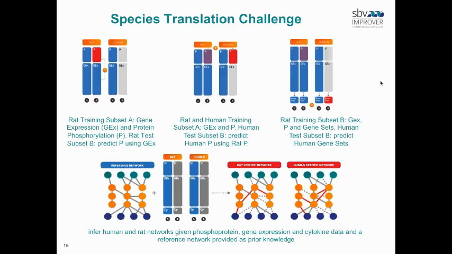There was also a third sub-challenge where participants were asked to predict gene subsets based on transcriptomics and phosphorylation data, and then there were also specific networks that were built using inference from the transcriptomics and phosphorylation data.